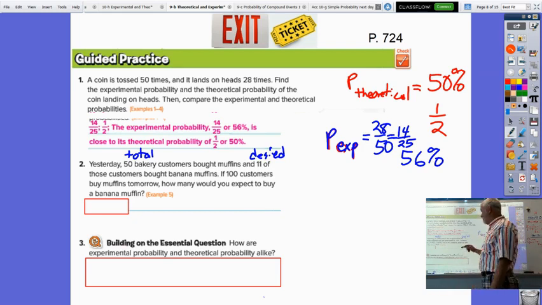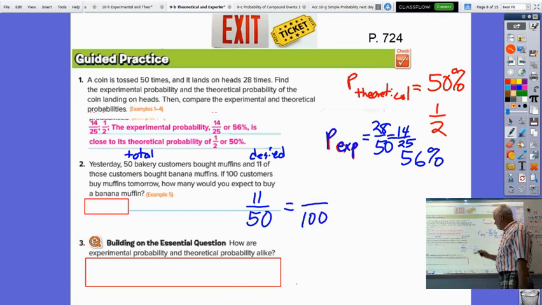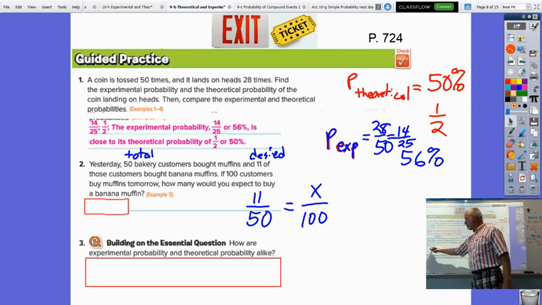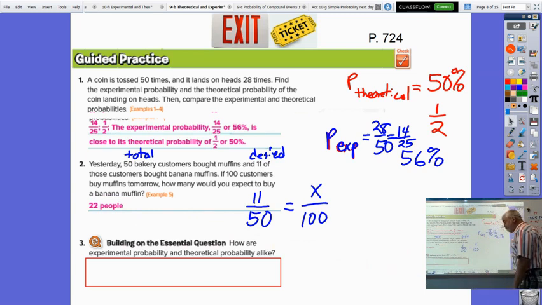This one's pretty simple numbers, okay? So it was 11 out of 50 today, and tomorrow, out of 100, how many would you expect to buy banana muffins? Okay, this one you can do in your head with equivalent fractions. It's 11 out of 50, well, twice as many people, you would expect twice as many banana muffins. So your answer is 22 people.